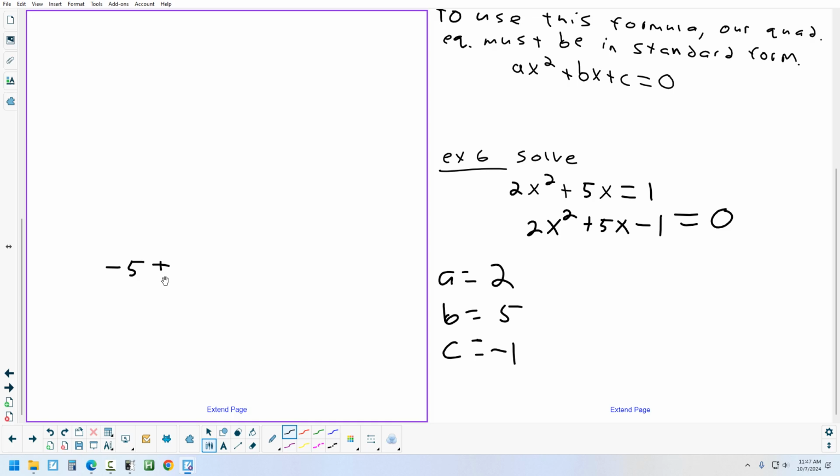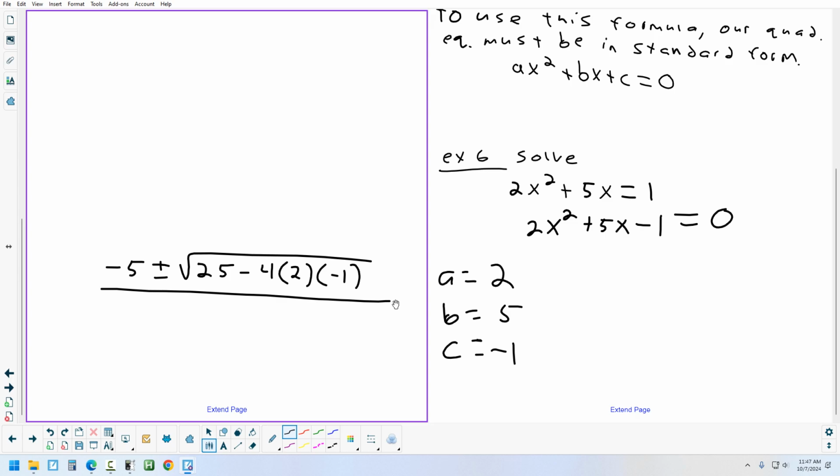Plus or minus the square root of 5 to the second power. And let's do that out just so we have that done. What's 5 to the second power? 25. Okay, looks good so far. Minus 4 times 2 times negative 1, and then divided by 2 times 2. 2 times 2, which is? Perfect.